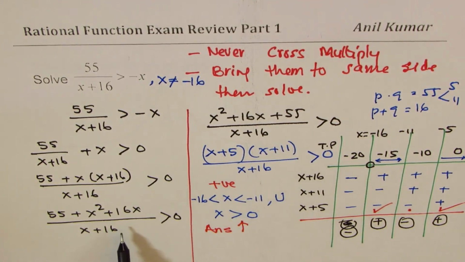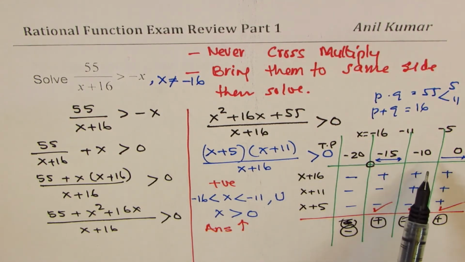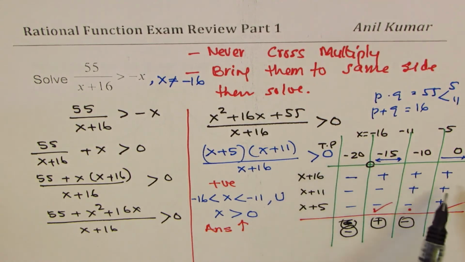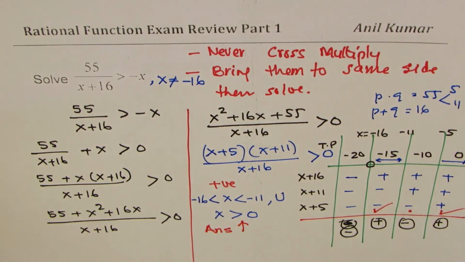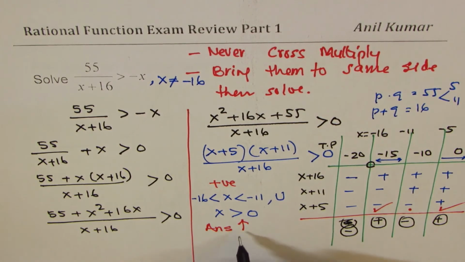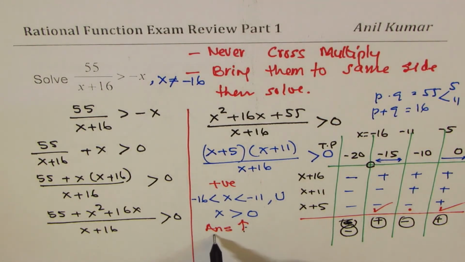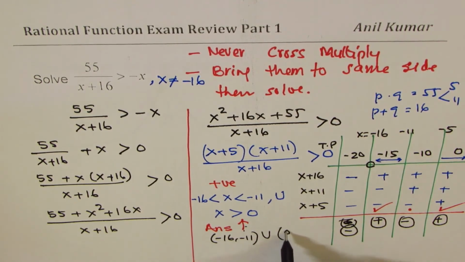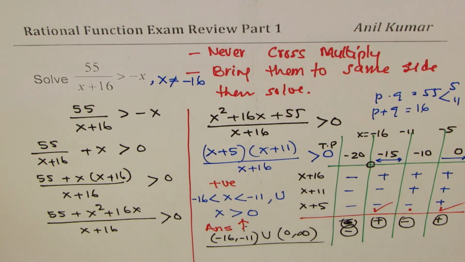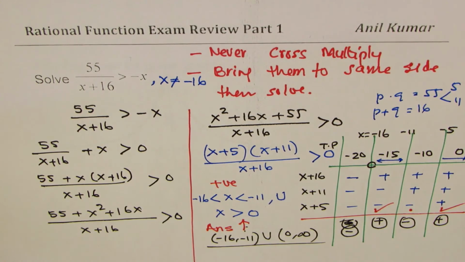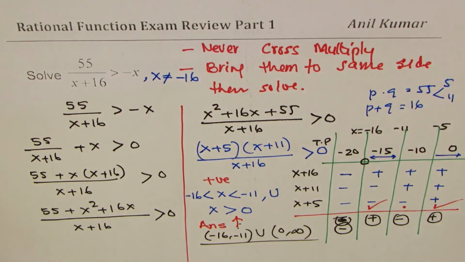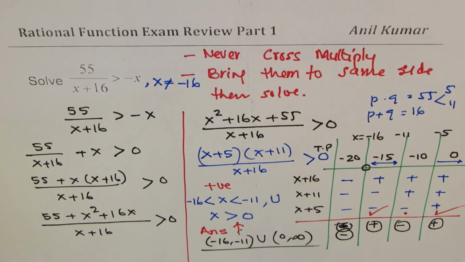The idea is bring them together, factor, and then find the intervals where you have to check whether the function is positive or negative. Once you get your answer with the help of a table, you can write down the value. So what we get here is either we could write in this form also, minus 16 to minus 11 union 0 to infinity. Is that okay? So that could be another way of writing the same solution. So go through these steps once again. Try to understand how to solve rational inequality for simple functions as shown here. Let's move on and take up the next question.